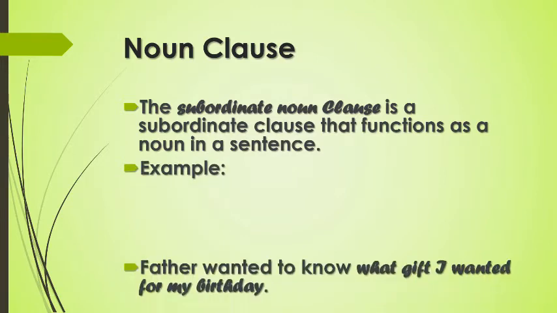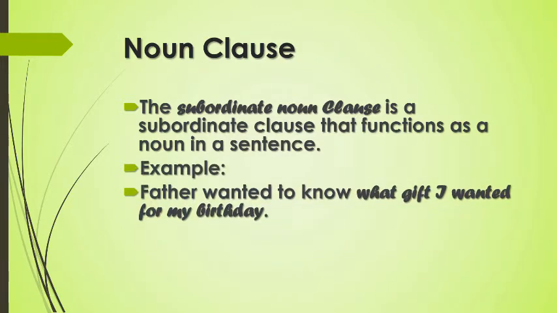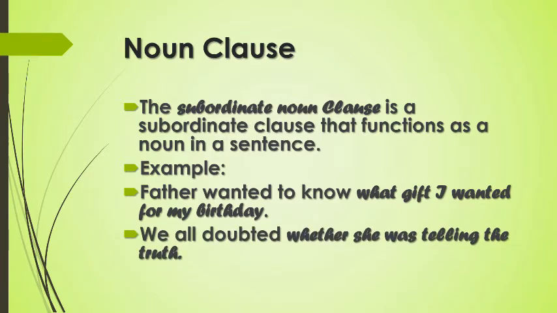For example, father wanted to know what gift I wanted for my birthday. We all doubted whether she was telling the truth. In these sentences, the highlighted parts are subordinate noun clauses. An easy identification for noun clauses is that they answer the question what.